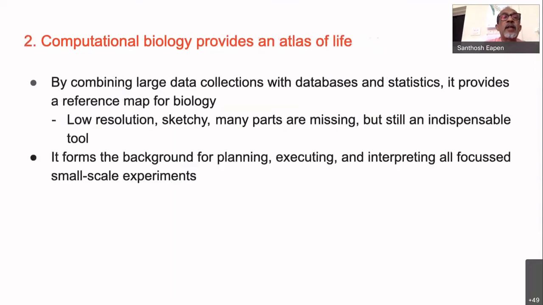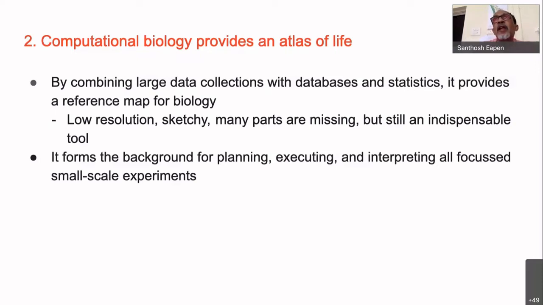Another thing is that computational biology provides an atlas of life. We know the reference map for anything should be holistic. By combining such large data sets, we are able to provide a reference map for biology. We know it's low resolution and a lot of information is still hidden. We are yet to bring out all the complexities of life, but even if some parts are missing, it is an indispensable tool for biologists. Now for any sequence, you have a whole set of data available in GenBank to compare with. That is the beauty of it, and it forms the background for planning our future experiments. Whatever information is available now, we are planning our future set of experiments on it.